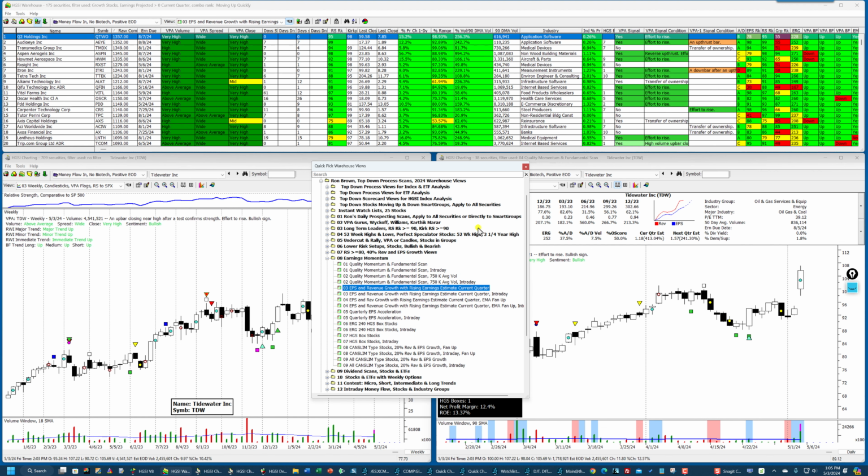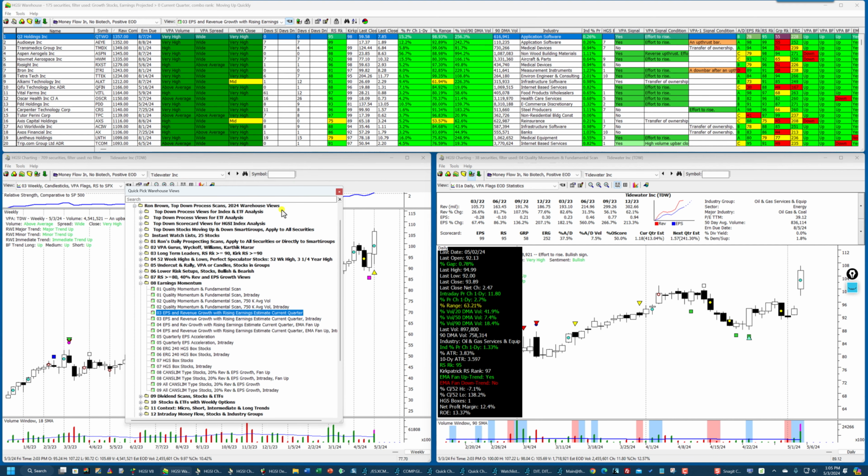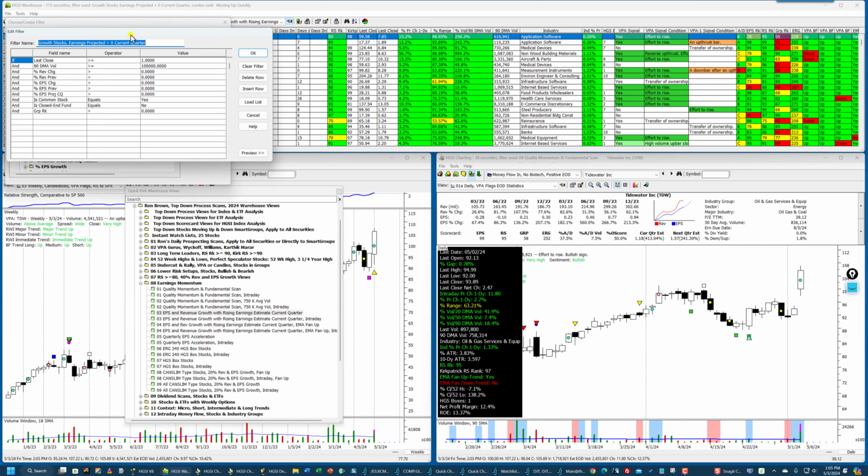Let's look at number 3. EPS and revenue growth with rising earnings estimates for the current quarter. So what this does, I'm looking at stocks above $1. I should probably raise that, trading 100,000 shares. The revenue change is greater than 0 for the recent quarter compared to 1 year ago. Same thing for the EPS.